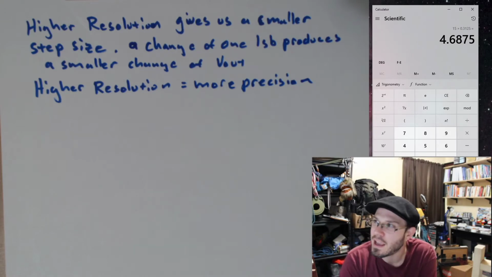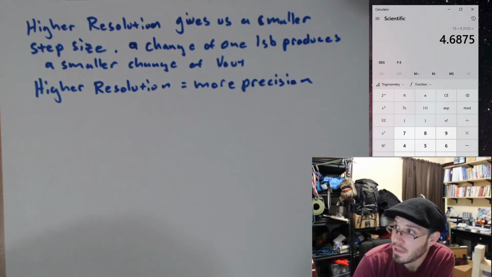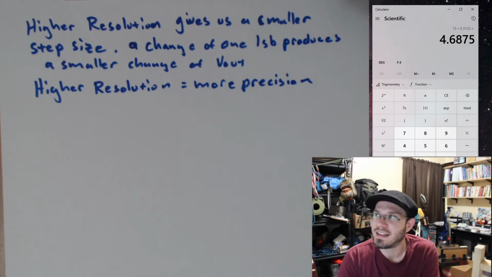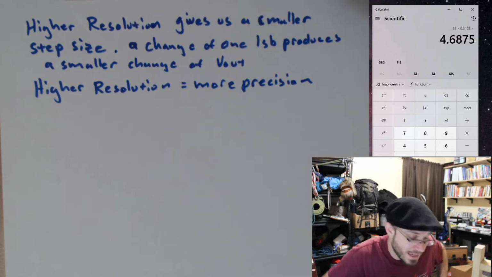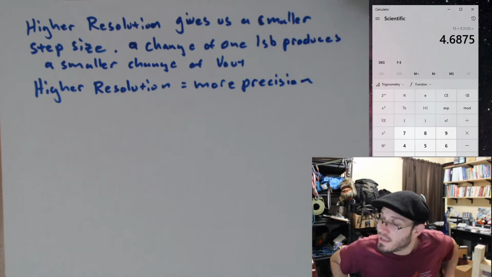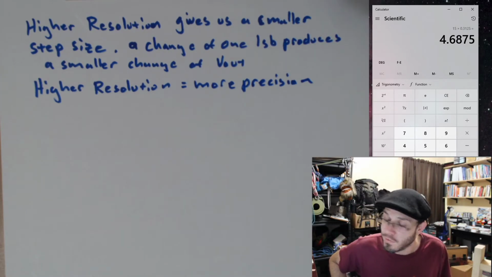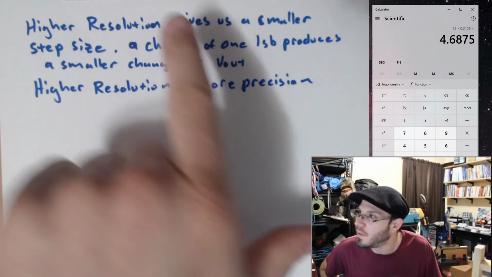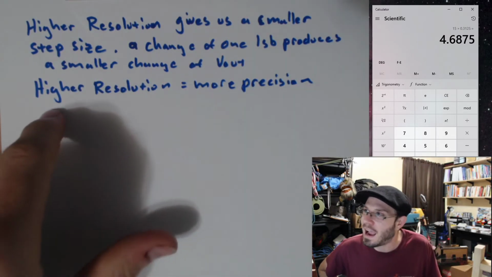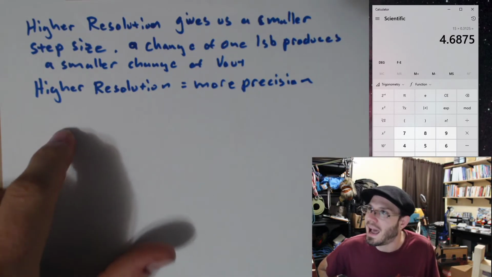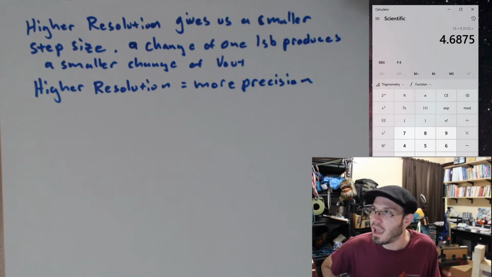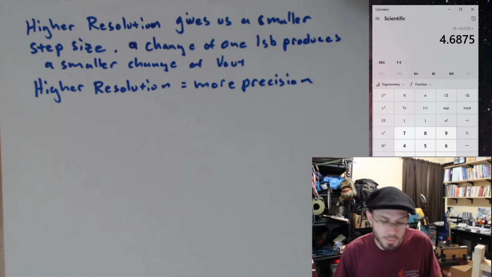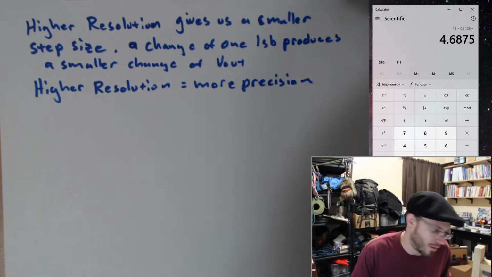Except when you listen to the audio coming off of your desktop PC or your cell phone, it sounds a whole lot better than your Nintendo did back in the early 90s. A reason for that is because your digital to analog converter had a higher resolution, and so it had a smaller granularity to those changes that one least significant bit would produce, and so you could get better audio coming out of it.